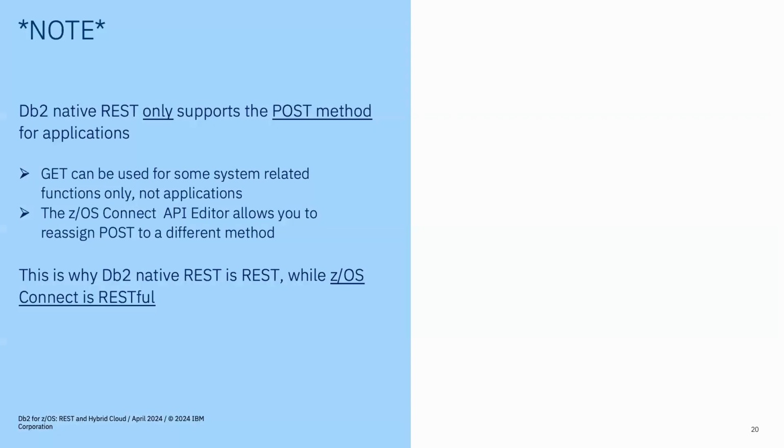And I bring this up because DB2 native REST only supports the POST method for applications. So out of those that we just talked about, GET, PUT, POST, and DELETE, DB2 native REST, so what you're using in DB2, only supports the POST method for applications. GET can be used in some instances for system-related functions, but not for applications. And this is why we're going to be talking about z/OS Connect later, because z/OS Connect allows for a fully RESTful API. And that means that you can use GET, PUT, POST, and DELETE, and not just POST.